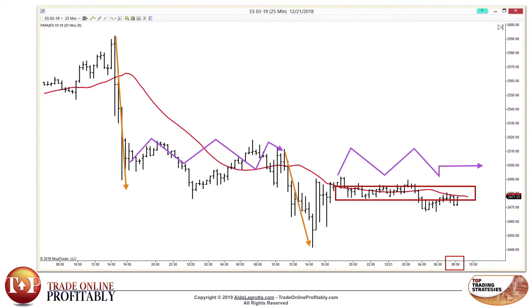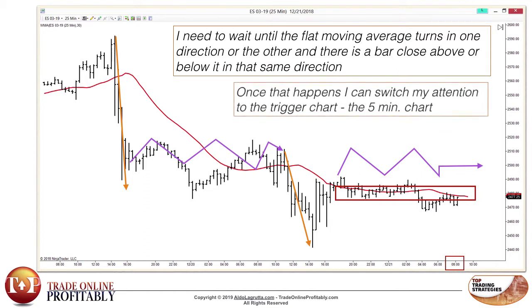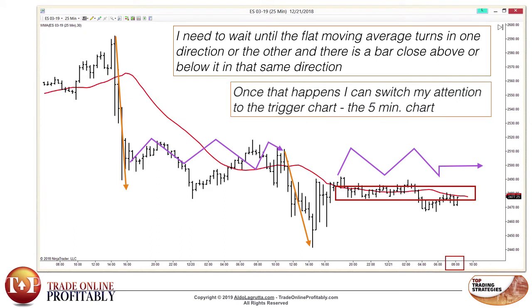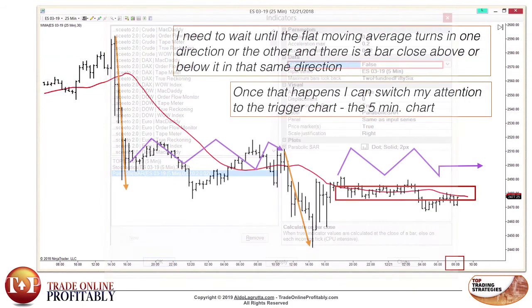No clear trend because the moving average is flat, so I needed to wait until it turned up or down, and there was a close above or below it in the same direction. That would be my green light to move my attention to the trigger chart, which in this case will be my 5 minutes with the top and SAR indicator on it. And just a note about setting the parameters here for the SAR. You will want to set the parameter Calculate on bar close to false. Now back to our chart.